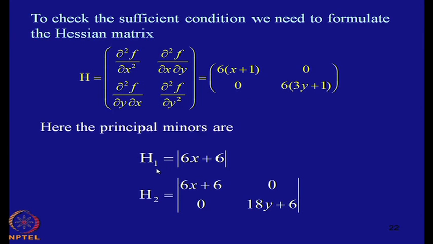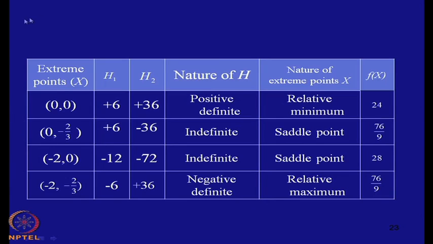Looking at the sign of the principal minors of the Hessian matrix, we can conclude whether the extreme points which we got from the necessary conditions are a minimum, a maximum, or a saddle point. In this table, everything has been given in a nutshell.